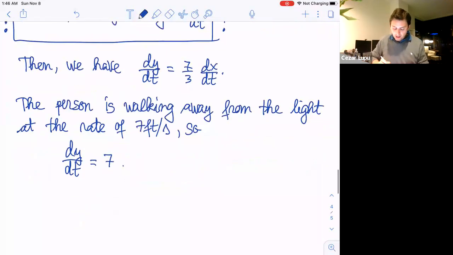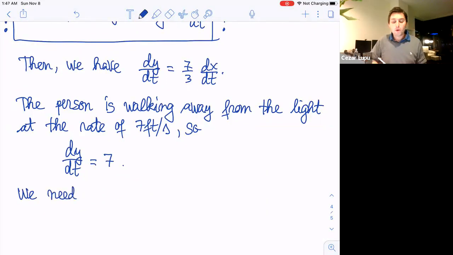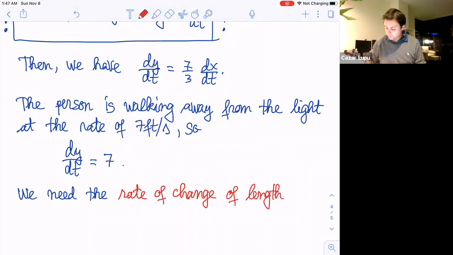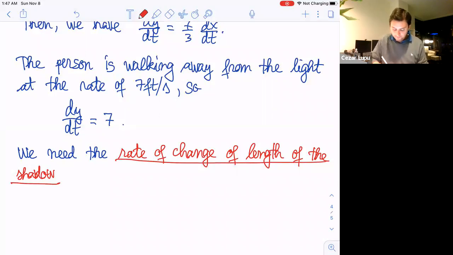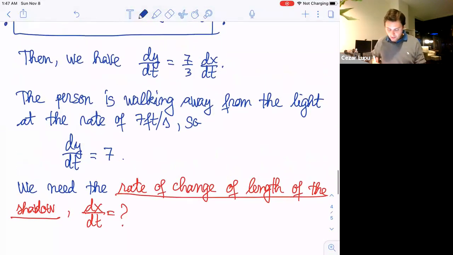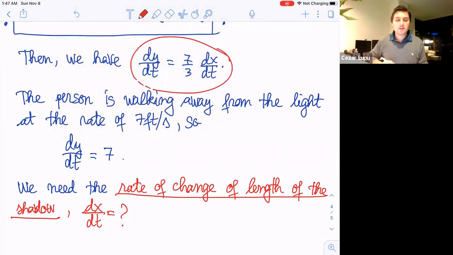So we know this, and now we need the rate of change of the length of the shadow. Let me write this. The rate of change of the length of the shadow. In other words, what is this? Which is dx over dt. So we need to find this guy. Well, at this point, it's quite clear because we have this equation. Look at it. You see this one here? So now you just have to plug in dy over dt equals 7, and there you go.